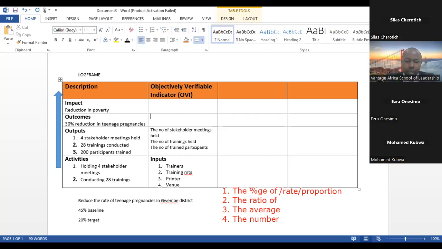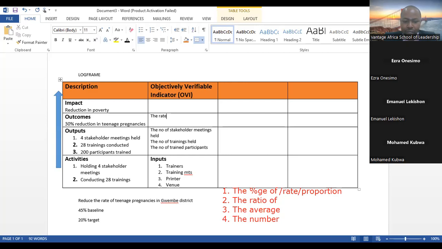So the rate of teenage pregnancies. Now, is there someone who doesn't understand why we don't say reduced something, the rate of teenage pregnancies reduction, or the reduction in the rate of teenage pregnancy? Is there someone who doesn't understand why we avoid the term either reduction or increase when we are talking about an OVI?